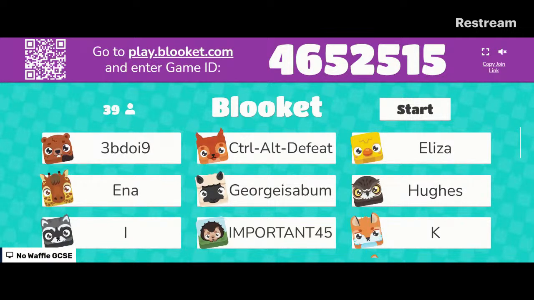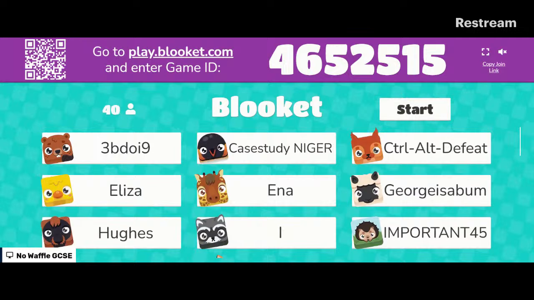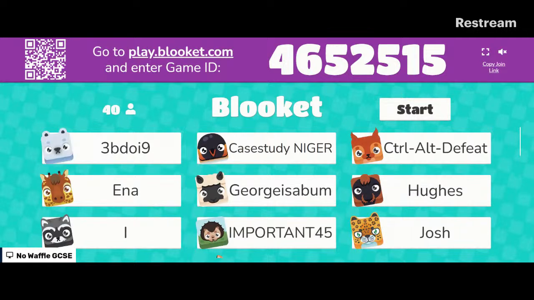If anybody wants to join the Blooket, you can join it now. It is on the screen. I will copy the join link.